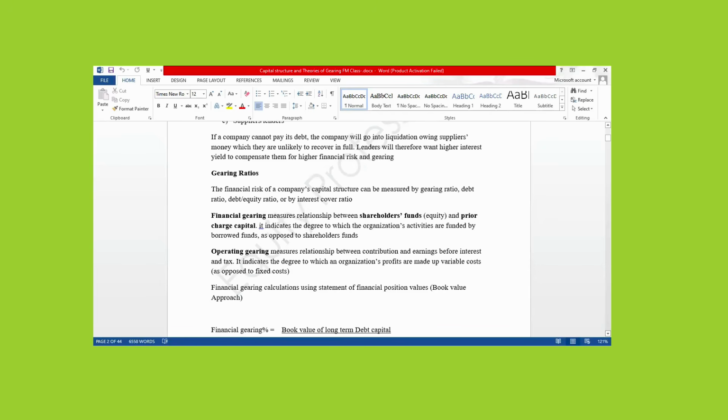There are two types of gearing. You have the financial gearing and you have the operating gearing. Your financial gearing is used to measure the level of financial risk.